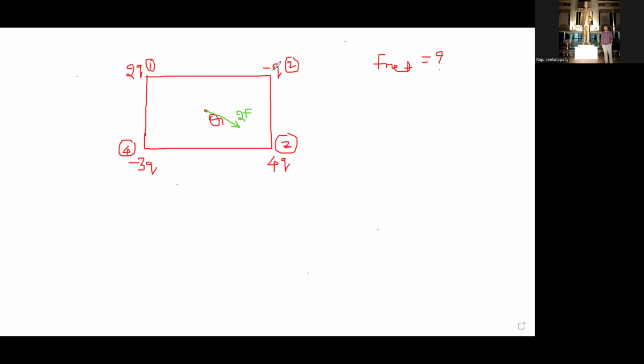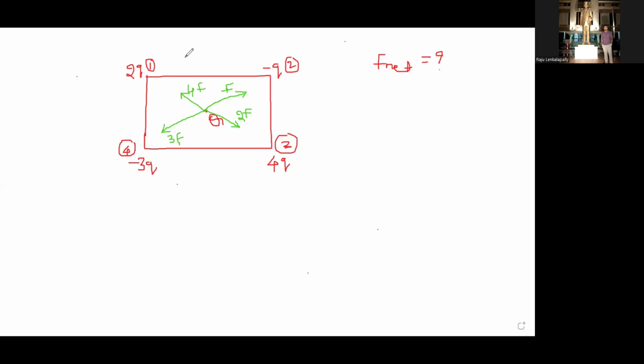Now the second charge is negative and this is positive, so it attracts towards it. This is F. And the third node is 4q, and this is q, so these charges repel in this direction. This is 4F. And this is minus 3q, a negative charge, and this is a positive charge, so it attracts towards it. This is 3F.